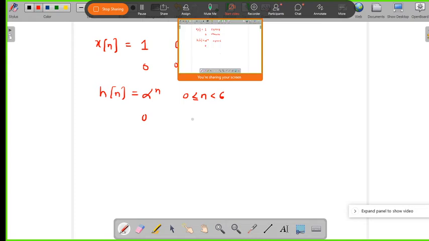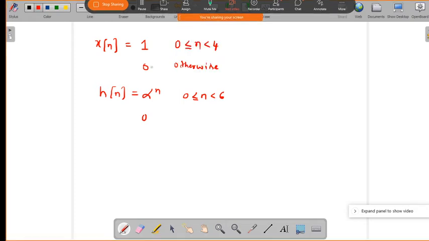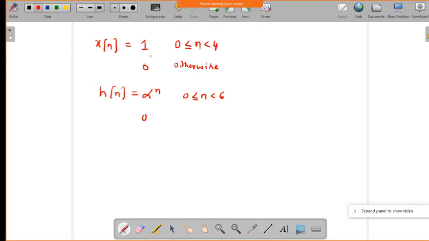Okay, so x of n is defined by amplitude value 1 between 0 to 4, and the h of n is defined by alpha power n only between 0 to 6 and 0 otherwise. So this is the h of n and x of n. So now we need to find the convolution sum of this. Okay, so here alpha is greater than 1, whatever the alpha value which is greater than 1.